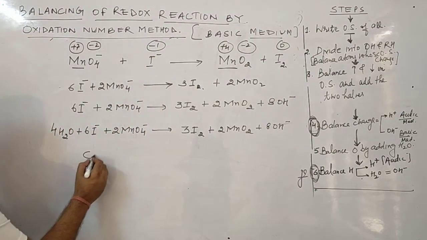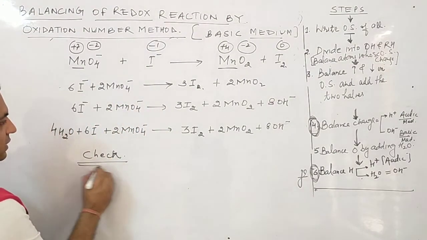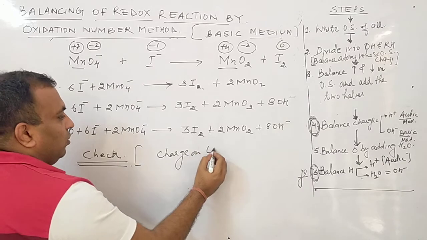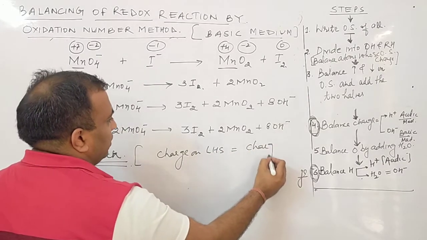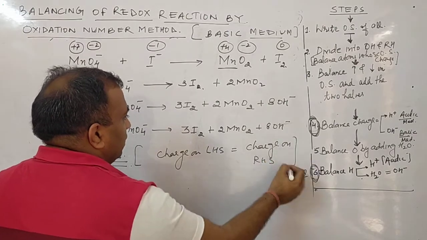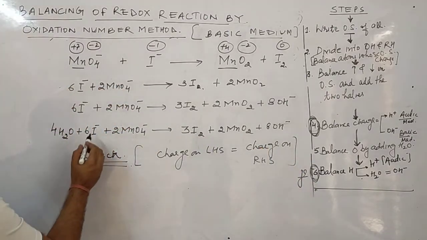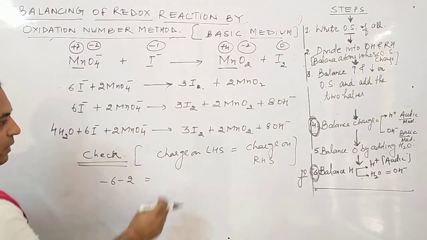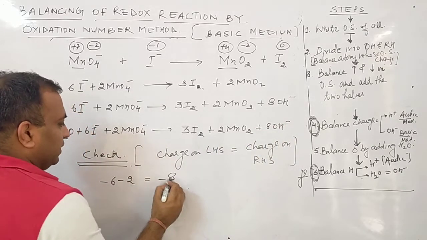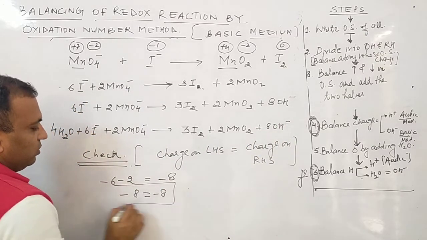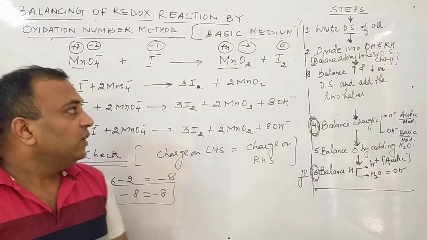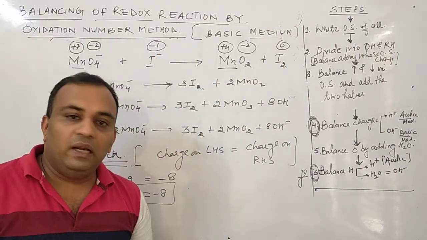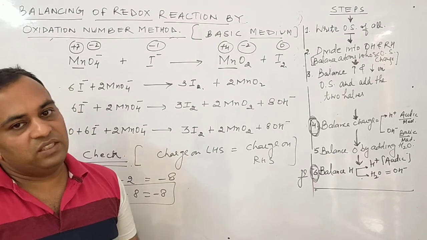Now in the last I have to check whether my balancing is correct or not. So for this, your charge on left hand side must be equal to charge on the right hand side. तो check करते हैं बेटा लेफ्ट में कितना चार्ज है. 6 into minus 1 minus 6, 2 into minus 1 minus 2. राइट साइड में न्यूट्रल न्यूट्रल. 8 into minus 1 minus 8. So minus 8 equal to minus 8. It means charge on both the sides are equal. So this is all about what we have done, that is balancing of redox reactions by oxidation number method. In both the media we have done acidic medium and basic medium. So that's all.